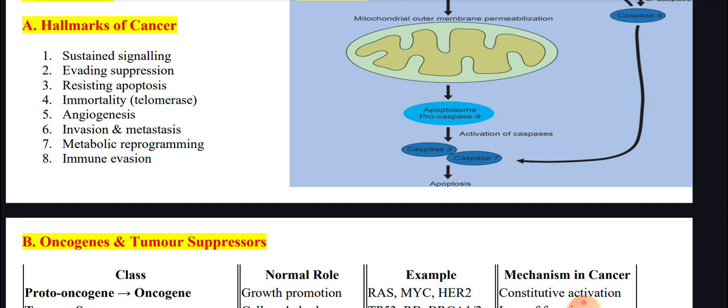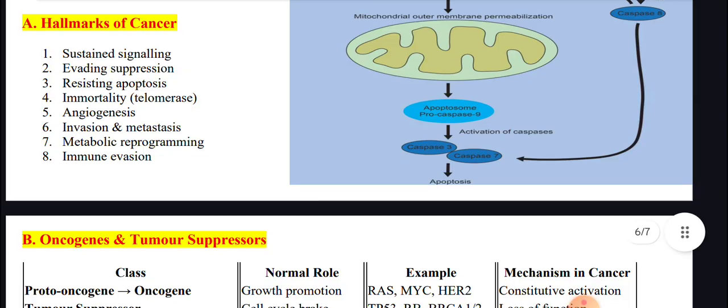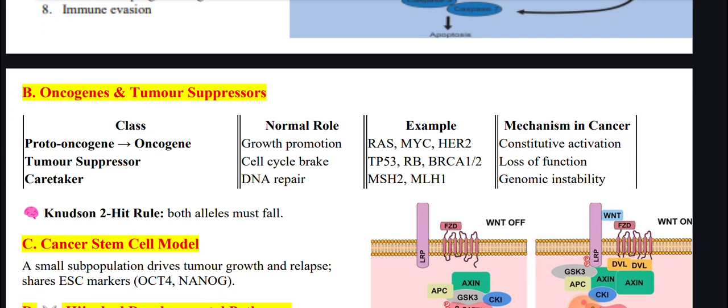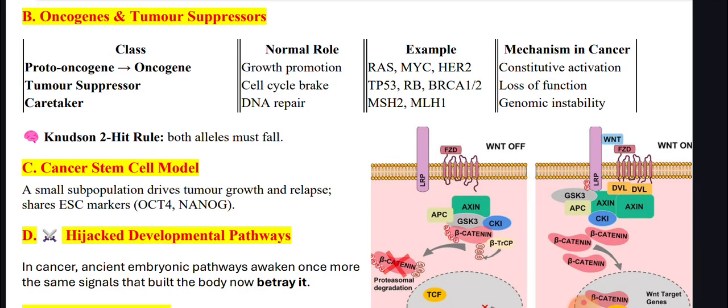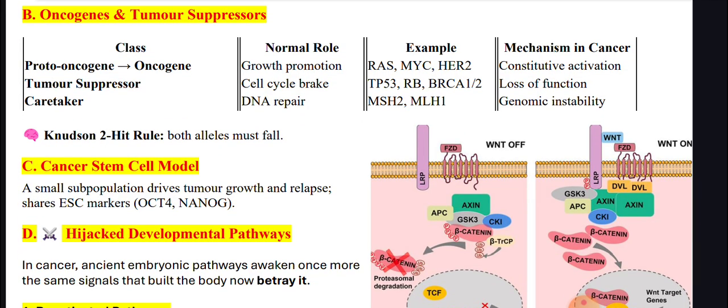Hallmarks of cancer. What capabilities must a cancer cell achieve? Based on the foundational work by Hanahan and Weinberg and subsequent updates, there's a core set of capabilities. First, cancer cells need sustained proliferative signaling. They have to generate their own go signals or become hypersensitive to them, often by hijacking pathways like RTKs or Wnt. They don't wait for permission to divide.